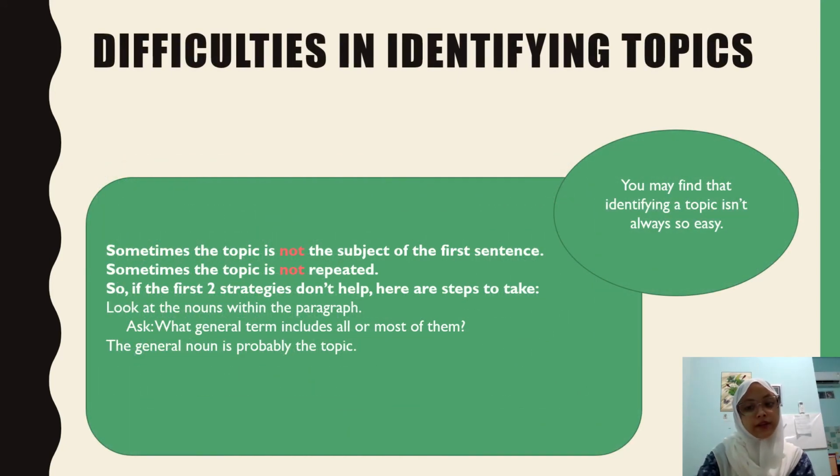You may find that identifying a topic is not always so easy, right? So here we go. Difficulties in identifying topics. Sometimes the topic is not the subject of the first sentence. Then sometimes the topic is not repeated. So, if the first two strategies don't help, here are steps to take. Look at the nouns within the paragraph. Ask what general term includes all or most of them. So, the general noun is probably the topic.